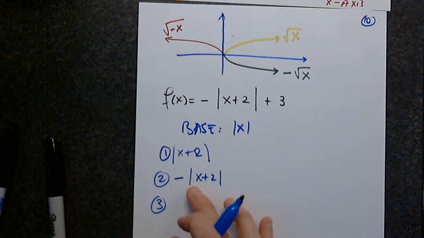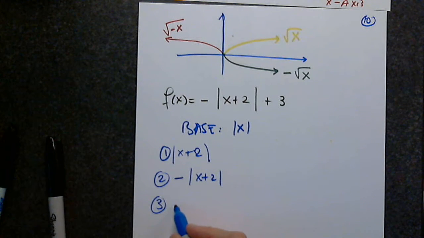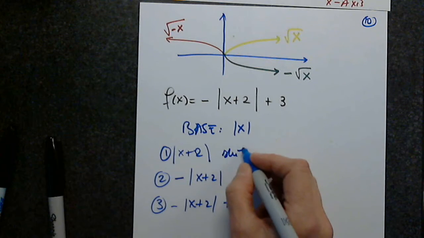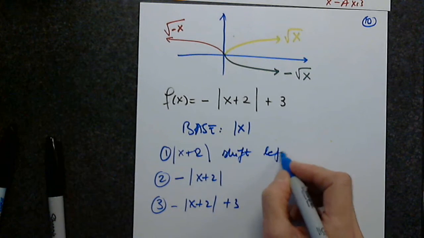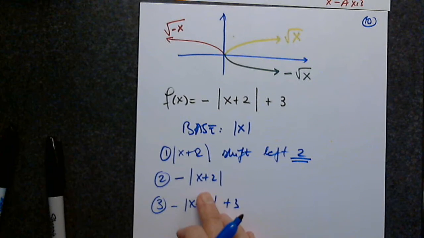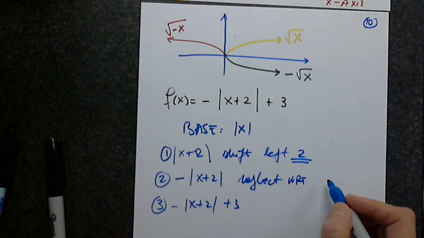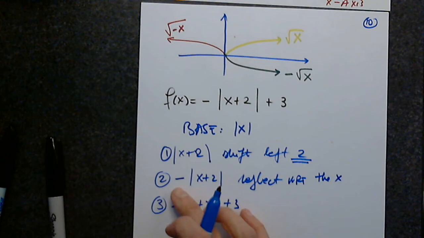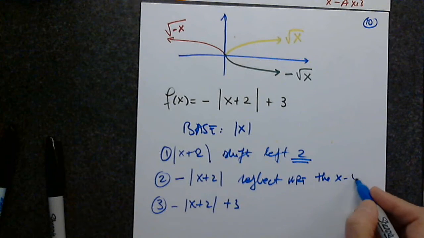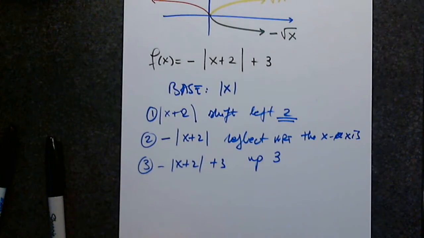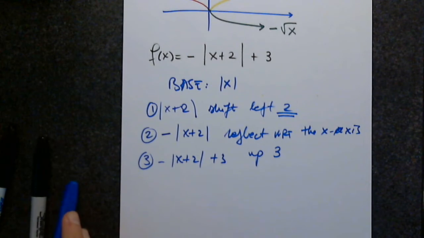And number 3 is a transformation on number 2. What is the transformation on number 2? Final step. Yes. So this one is shift where? Left 2 units. Very good. This one? Reflect? Yes. With respect to? Very good. Because I'm changing y. It's outside. And the last one, indeed, up 3. We decompose this function into very, very simple steps.